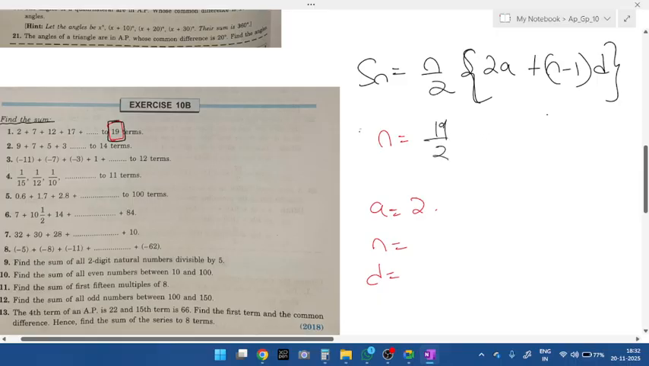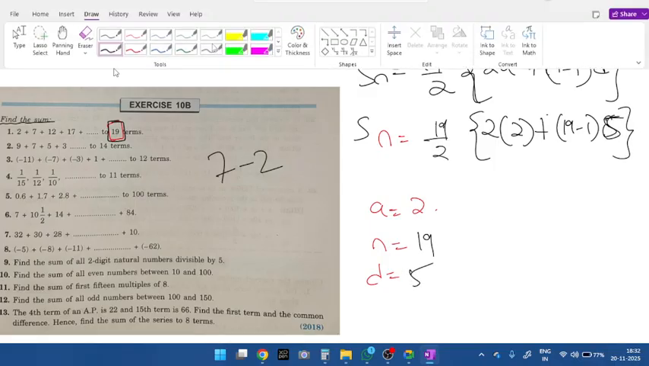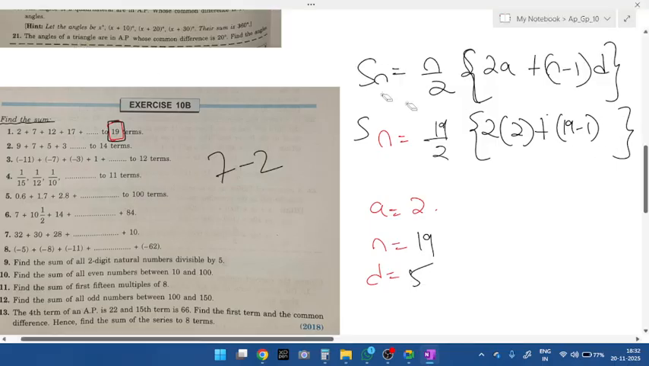S of n equals 19 divided by 2. I thought you'd get a decimal, but it will get cancelled out. 2a, what is 2 into a? 2 into 2. n is 19, so 19 minus 1 into d. What is the difference between 7 and 2? The difference is 5. Solve this question. Okay, the n value is 19, students.